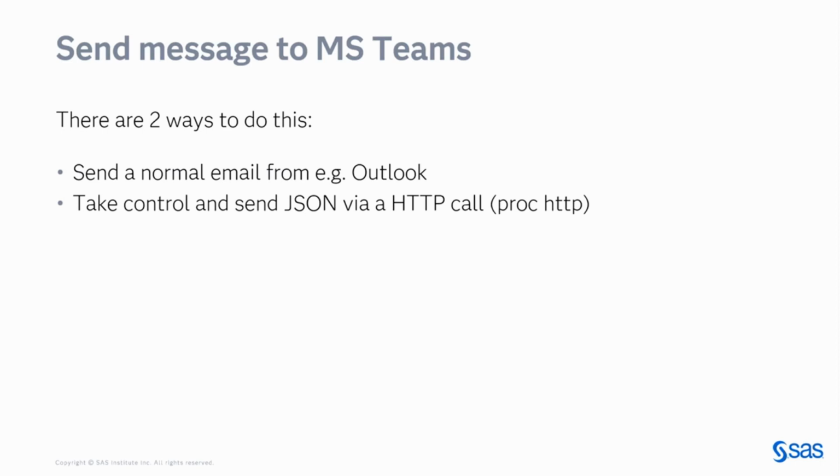And again, we will use proc HTTP. By sending a JSON structure, we can send a message and take control of stuff you can do in Teams. You can set up a survey or all kinds of things. You can do that by sending this JSON structure. You need to figure that out. That's not a SAS problem. You need to understand what you need to do.